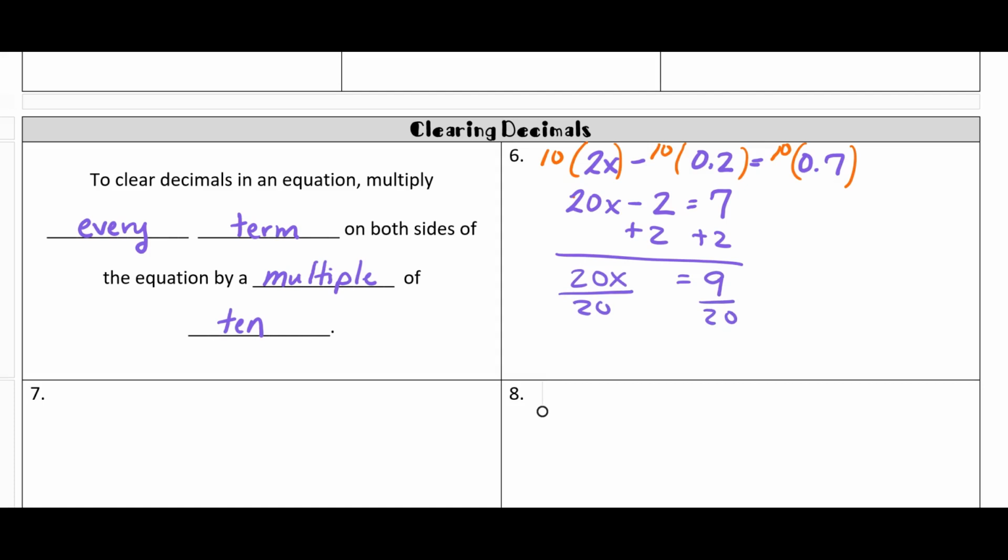Now, because we started with decimals, we're going to try our best to end with decimals. Now, the exception to this is if it's not exact. But when we divide 9 by 20, we get 0.45, which is an exact number, which means we can leave it as the 0.45. Okay, so if we start with decimals, we try to end with decimals, just like if we start with fractions, we try to end with fractions.